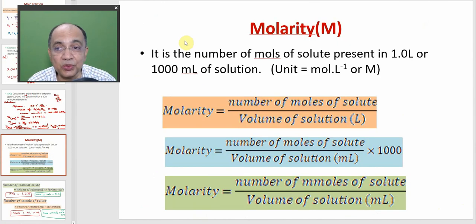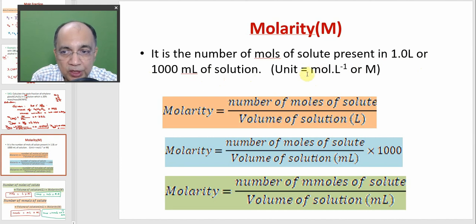Then we enter into another very, very important concentration expression, that is molarity. It is often given the symbol M, capital M stands for molarity. How do we define molarity? It is the number of moles, not mass, not in gram amount, but in moles. The number of moles of solute present in 1 liter or 1000 milliliters of solution. Once again, solution, not solvent. And the unit of molarity is moles per liter.